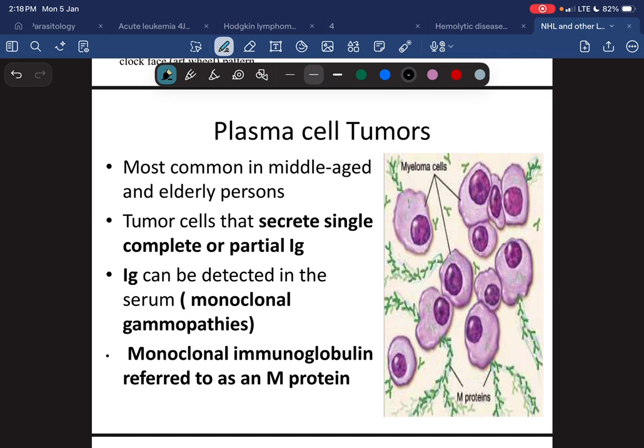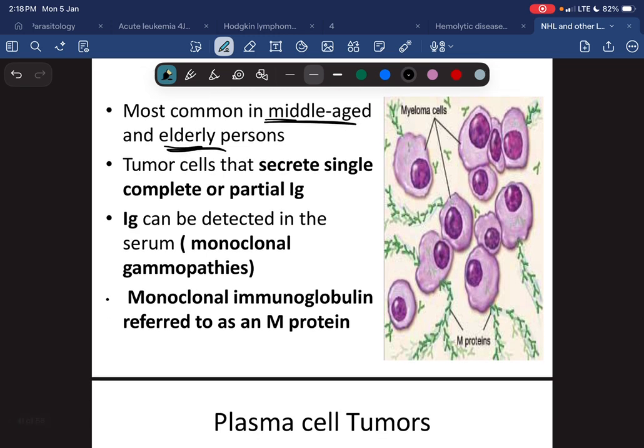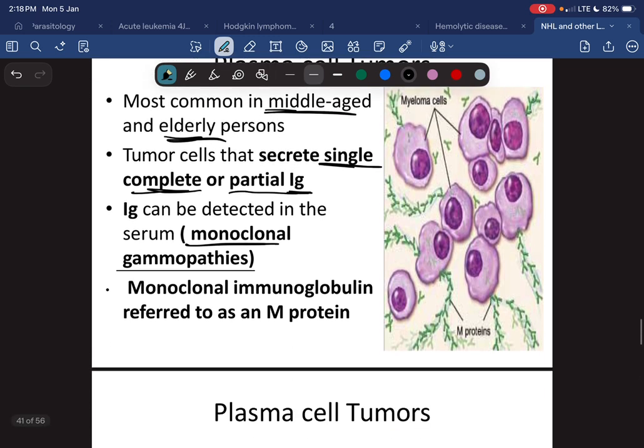So plasma cell tumor, it's a tumor of the plasma cells, malignant clonal proliferation of plasma cells, affecting middle-aged and elderly persons. The tumor cells secrete a single monoclonal immunoglobulin or part of the immunoglobulin. The immunoglobulin can be detected in the serum as monoclonal gammopathies, and this immunoglobulin is pathognomonic for a plasma cell neoplasm, called what? M protein, we refer to this immunoglobulin as M protein.